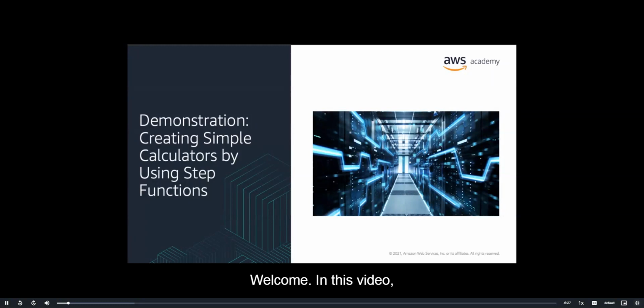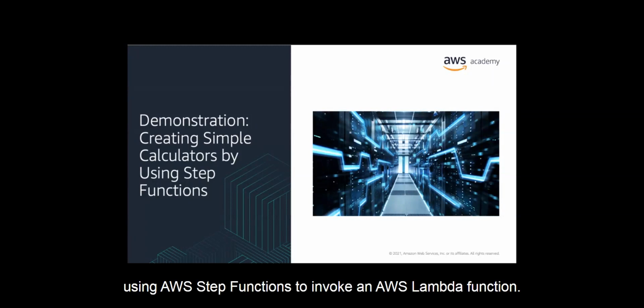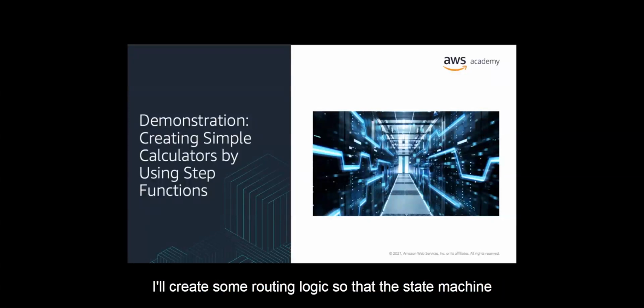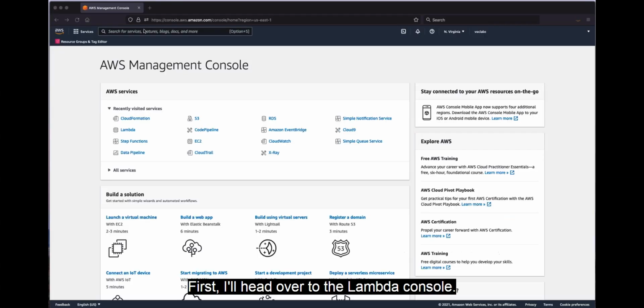Welcome. In this video, I'll show you how to create a state machine using AWS step functions to invoke an AWS Lambda function. I'll create some routing logic so that the state machine will act as a basic calculator. Okay, let's get started. First, I'll head over to the Lambda console.